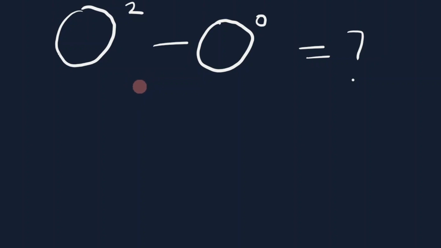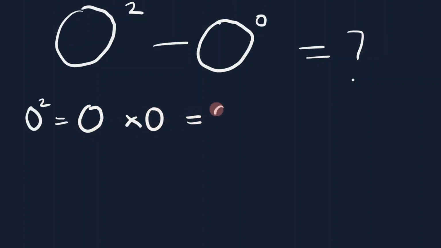Looking at this question again, 0 raised to power 2 simply means 0 multiply 0. And 0 multiply 0 is still equal to 0. But the confusing part here is this 0 raised to power 0.